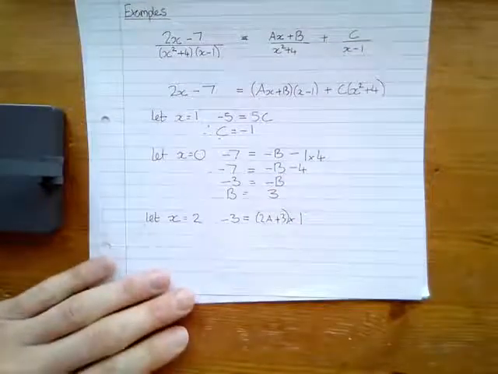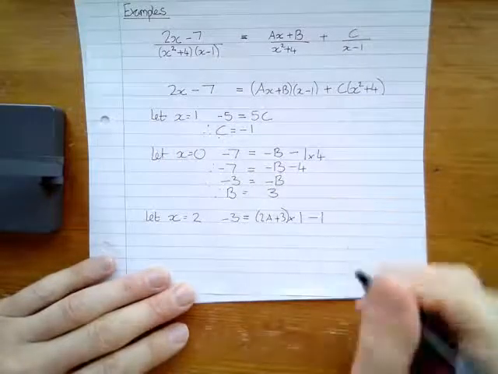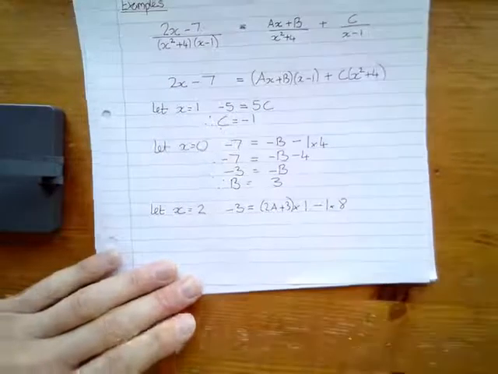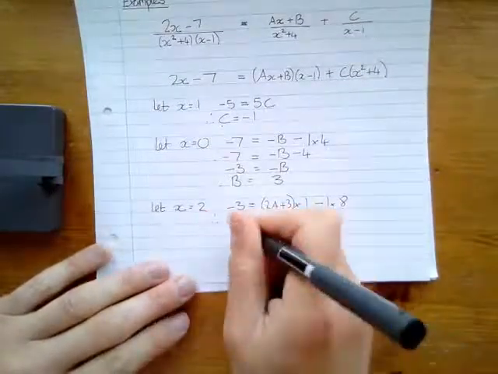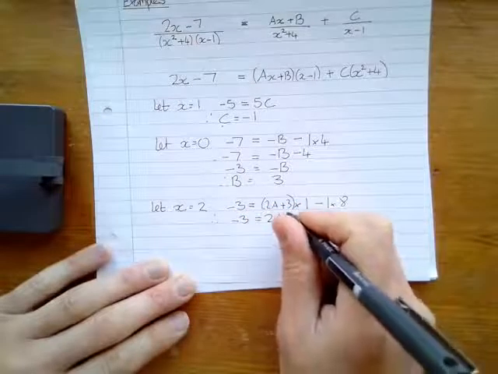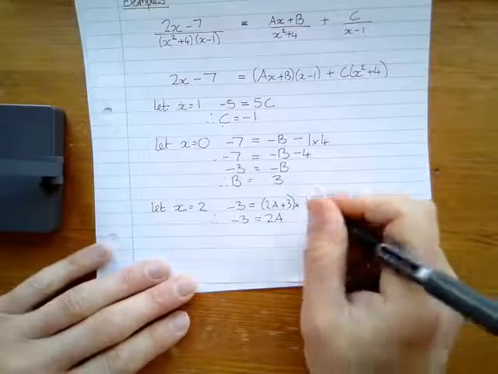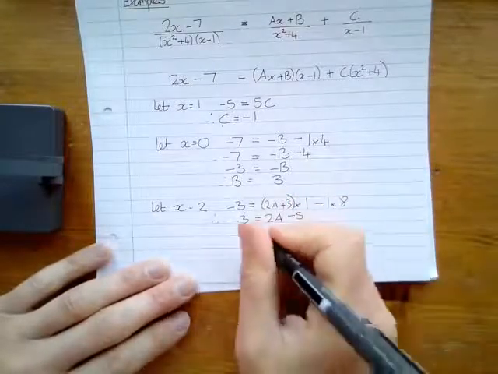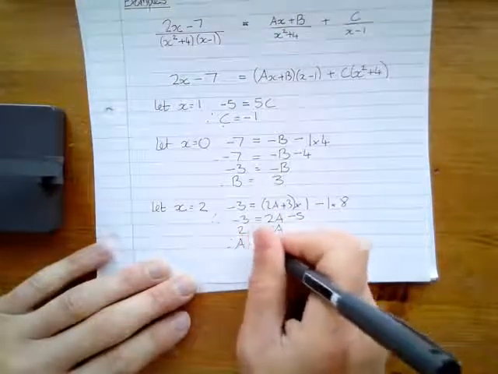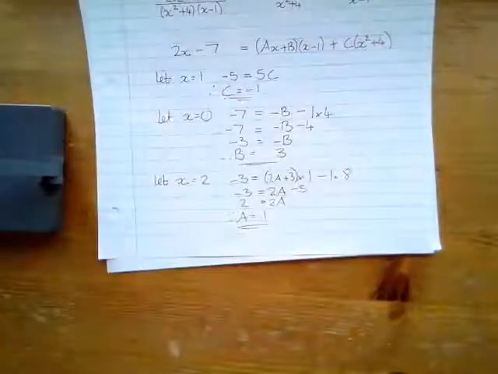That's easy to deal with. And then here I'll get minus c, which is minus 1 times 8. Like that. Therefore, minus 3 is equal to 2a, and it's going to be plus 3 minus 8, which is minus 5. Add the 5 on, gives me 2 equals 2a. Therefore, a is equal to 1. I have found my values of a, b, and c.